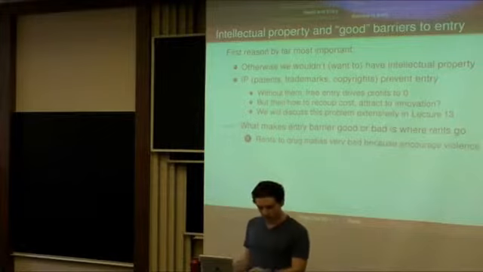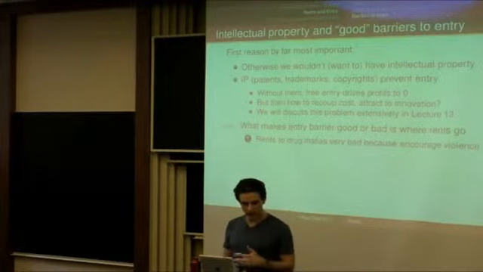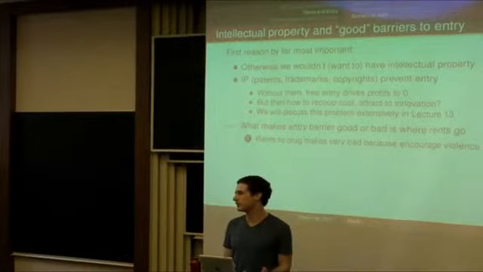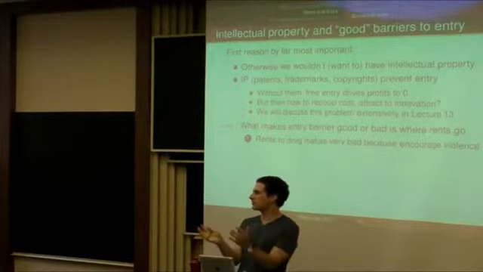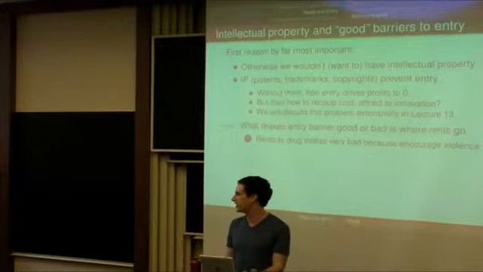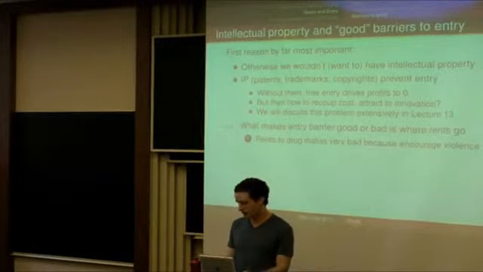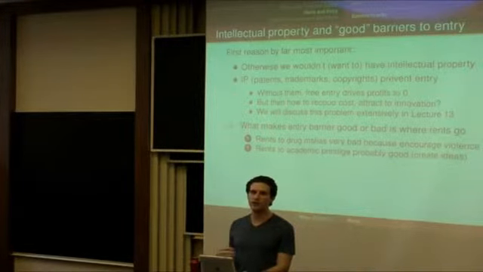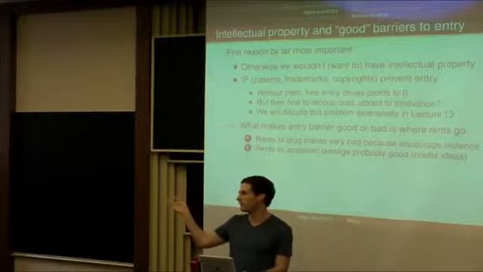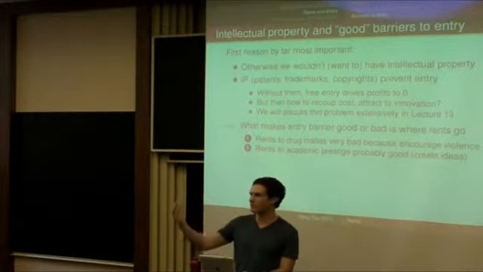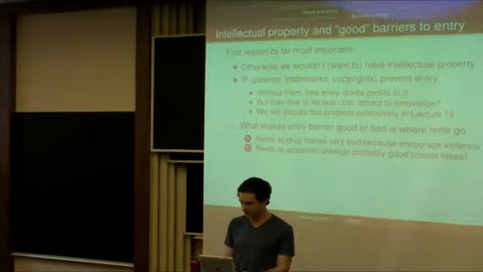So, on the one hand, a case where entry barriers are clearly bad are like the Mexican drug cartels, right? Because them being able to keep people out of the industry encourages them to do all sorts of violence, and that's obviously bad for Mexico. On the other hand, the fact that not everyone can be Gary Becker is probably a good thing, because that encourages Gary Becker to come up with really interesting ideas that are important to society.